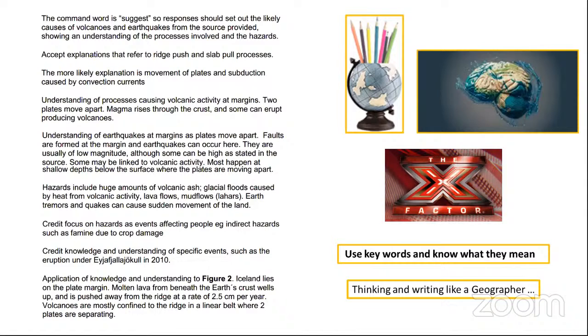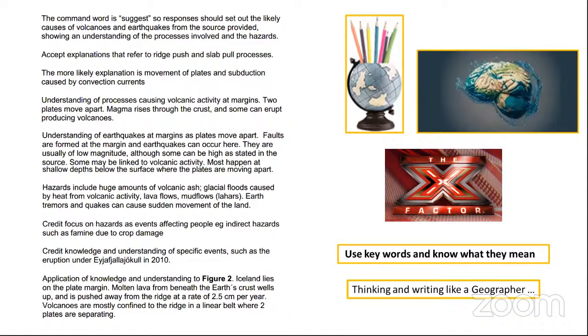I will tell you this is from the AQA exam board that these exam questions have come from, and then I've got some edXL ones coming up, okay? You should have an understanding that the processes cause volcanic activity at margins, all right? The fact that two plates move. You need to explain your divergent plate margin, the fact that magma rises through the crust and that sometimes you get volcanoes. You might also talk about the fact that you get earthquakes here as well, but they're generally of low magnitude, which means they're a lot weaker.